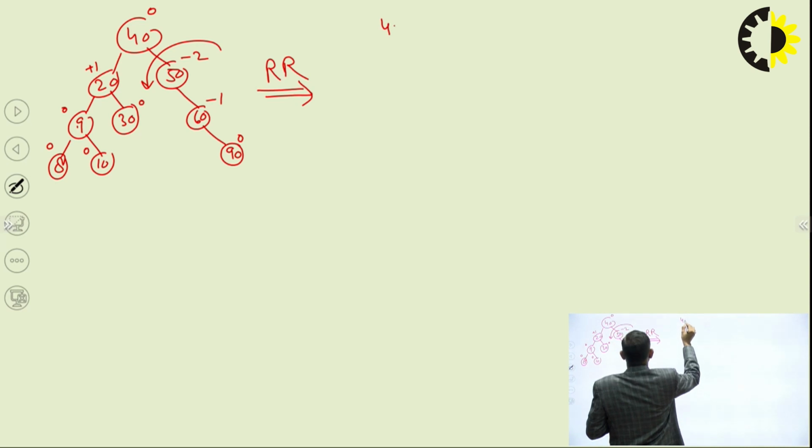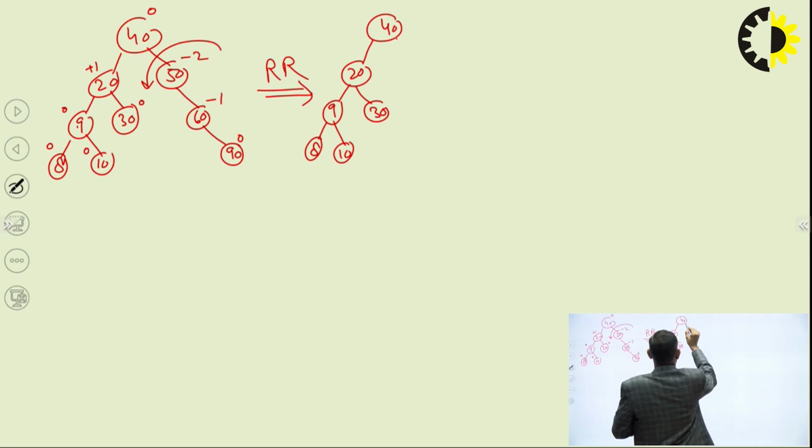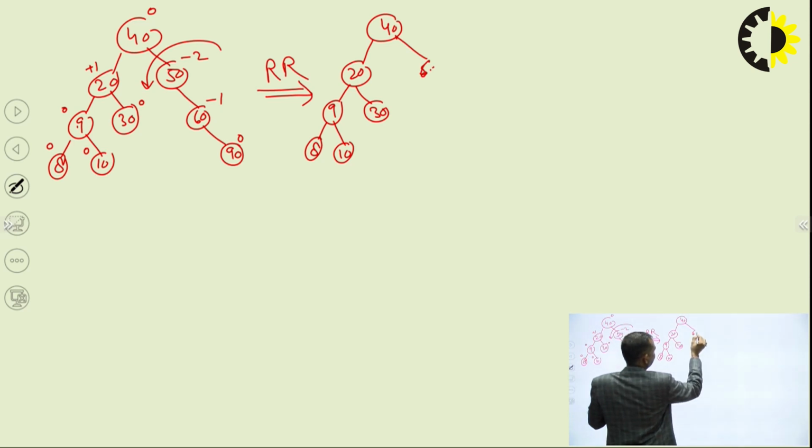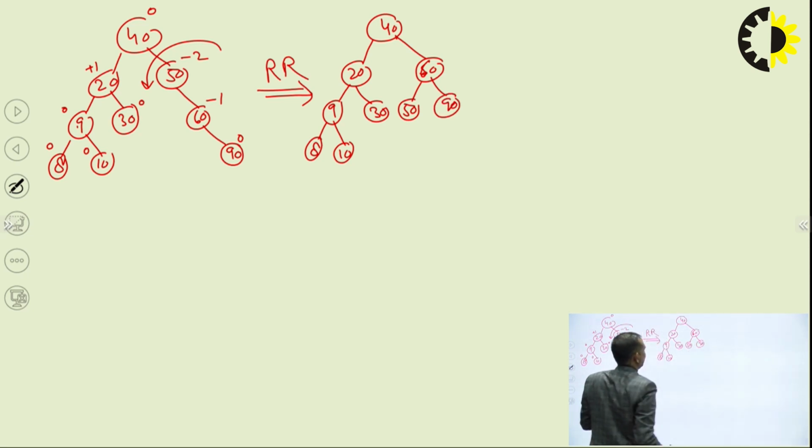When we have to rotate, our tree is 40, 20, 9, 30, 8, 10, and here is, sorry, when we have to rotate here, what will become here? 60, here 50, and its right is 90. Again we have to calculate the balance factor.